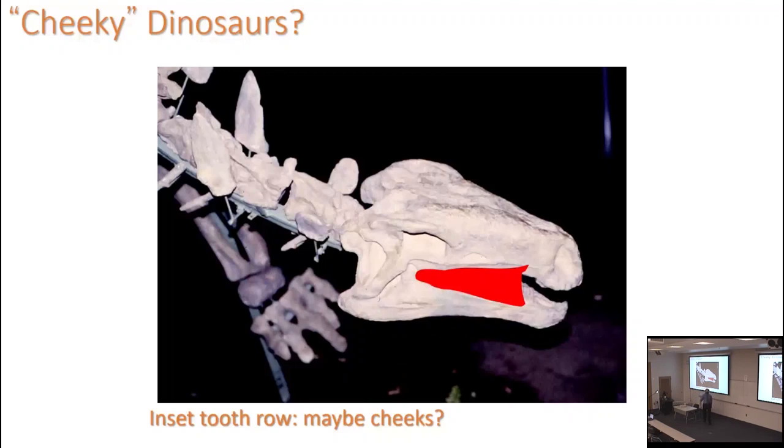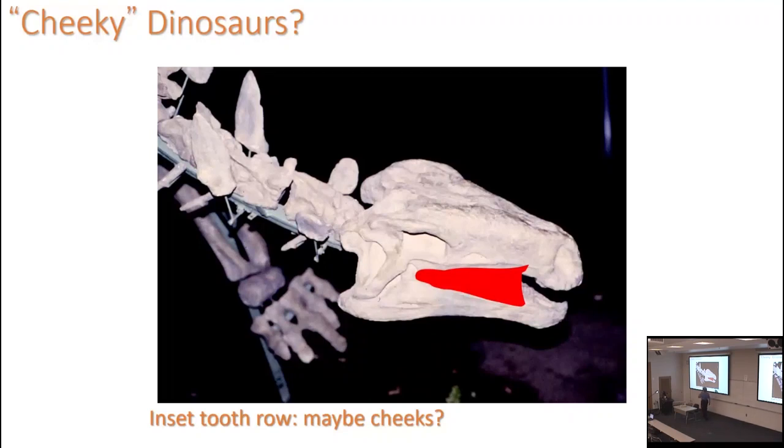And the argument being this: if these guys are going through all these adaptations to process a lot of plant material, it would be good to keep it in the mouth. You know, lizards, turtles, and so forth can get away with having about half the food fall out of their mouth when they're eating it, because they've got low metabolic rates. But as we'll see, there's a lot of evidence that dinosaurs had high metabolic rates, and you don't want to be wasting food.